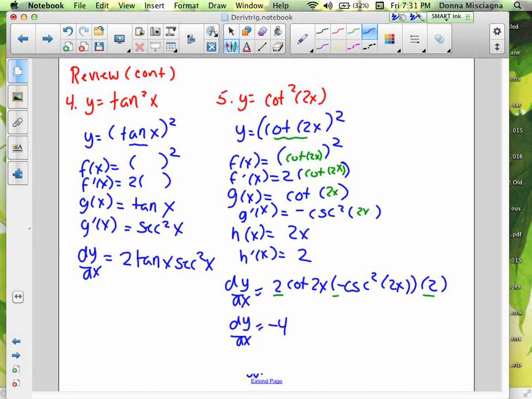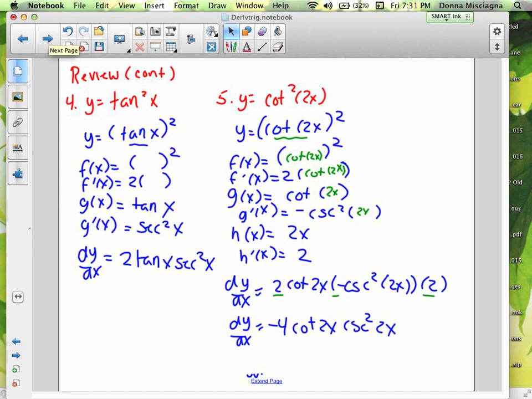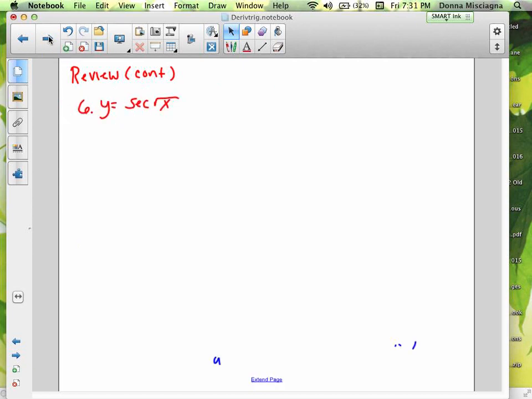And then cotangent 2x cosecant squared 2x is our derivative. Hey, that wasn't that bad, was it? I have 15 here. Let's see if I can keep this pace.